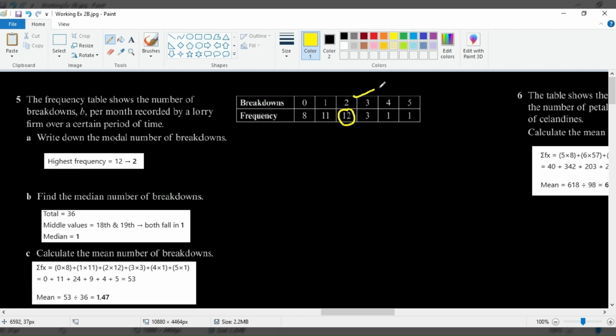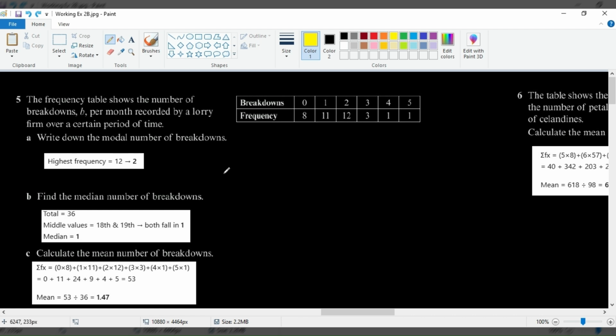That means 2 is the most number of breakdowns happening in a certain period of time. Okay, so 2 is going to be the answer. Find the median number of breakdowns. That means there are a total of 36, and the 18th and 19th values both fall in 1. So the median is going to be 1.